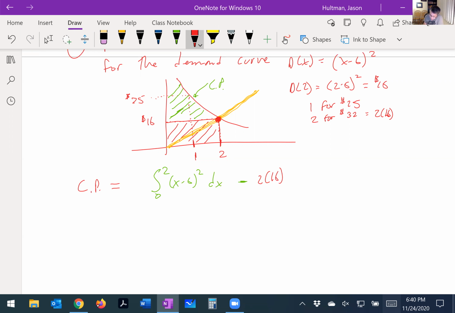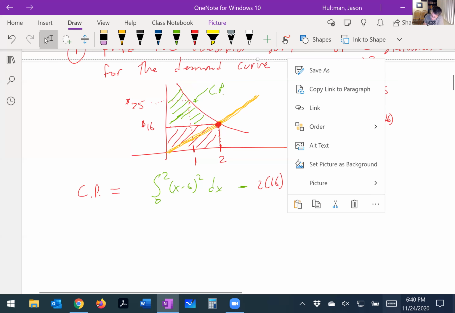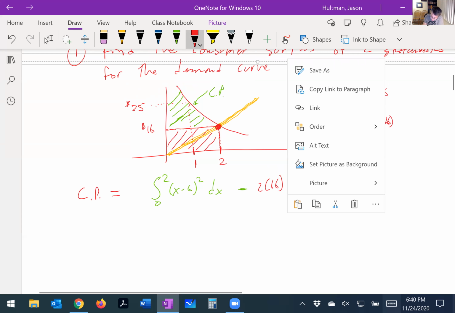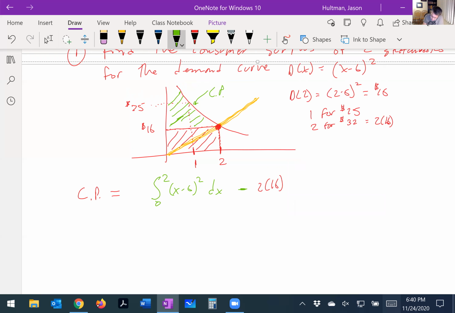Well, now let's integrate. This green is going to give me the whole area under the curve. I should include the green in that as well. That's the whole area under the curve minus the rectangle, which is going to give me the top part, which is the consumer surplus, which is really what I want.